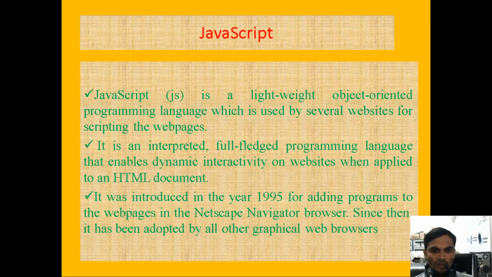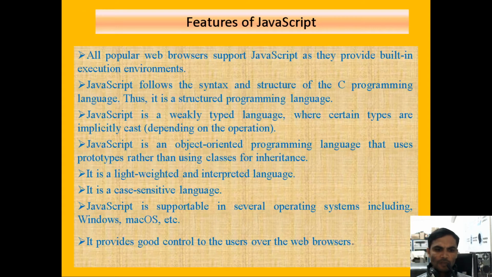If you say that it is a full-fledged programming language, it means that with the help of JavaScript only we can design dynamic web pages. Without using JavaScript, in the first unit we designed only static web pages. It was introduced in the year 1995 for adding programs to web pages in the Netscape Navigator browser. The main purpose is for graphical web browsers.